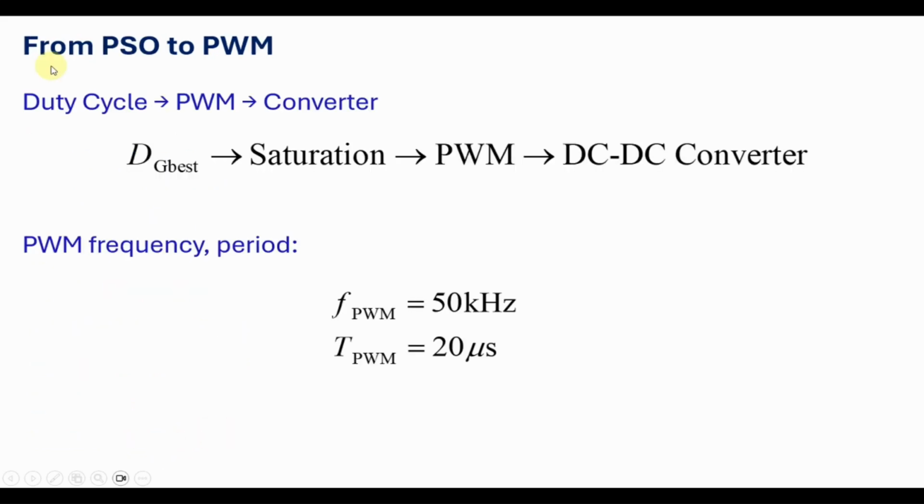Once PSO finds the best duty cycle, this duty cycle must be applied to the power converter. The global best duty cycle is first passed through a saturation block. It is then sent to the PWM generator. In our model, the PWM switching frequency is 50 kHz. This corresponds to a switching period of 20 microseconds. The PWM signal then controls the switching device of the DC-DC converter.